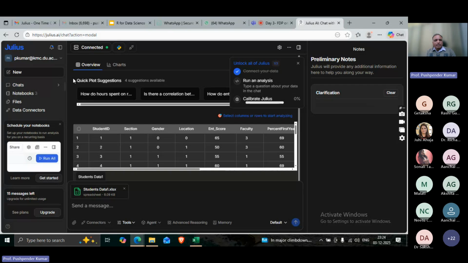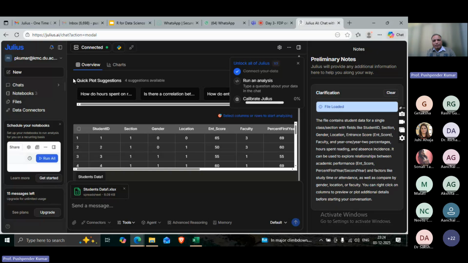So now my file is here, and on the right side you can see, my dear friend, I haven't told this AI anything. I have just uploaded a file, and here you see the file contains student data for a single class section with fields like student ID, section, gender. Now you know your data. You know your variables, right? And score, faculty, year one, year two percentage, hours spent reading, and absence incidence. It can be used to explore relationships between academic performance.